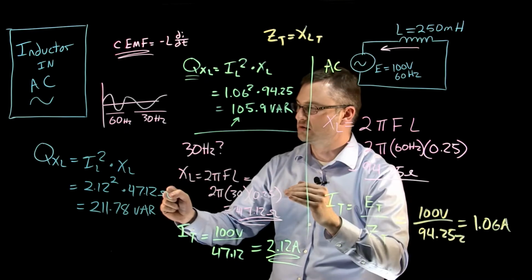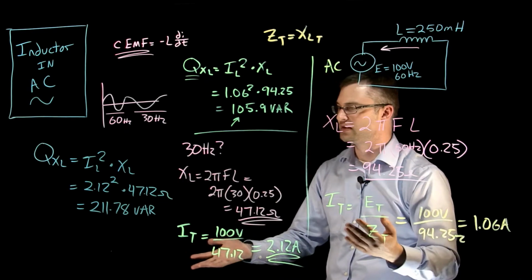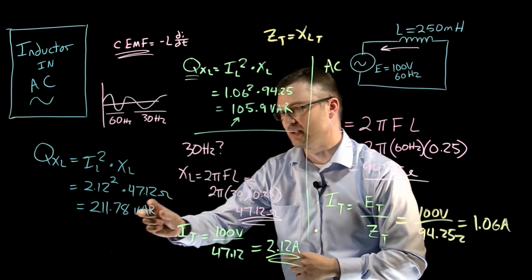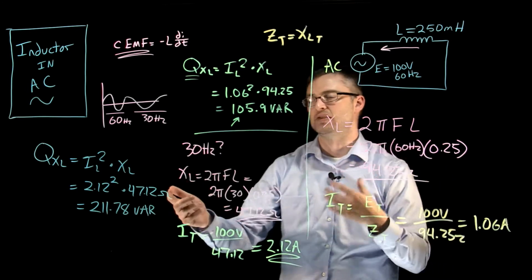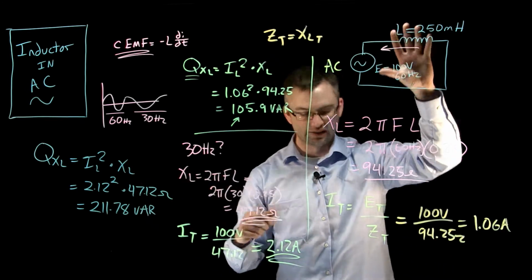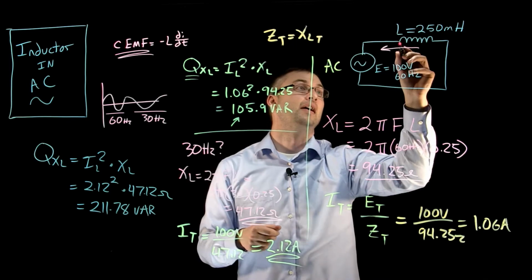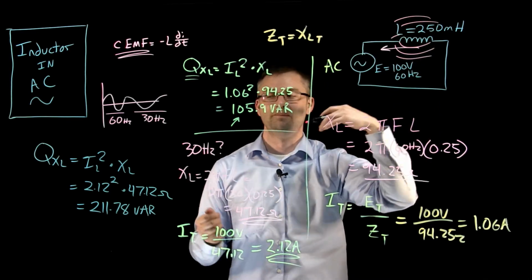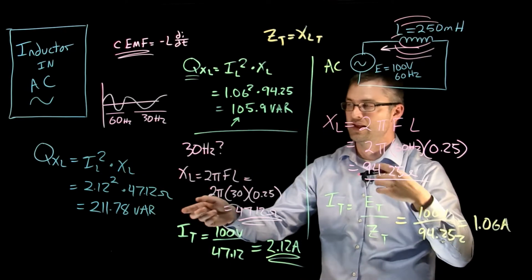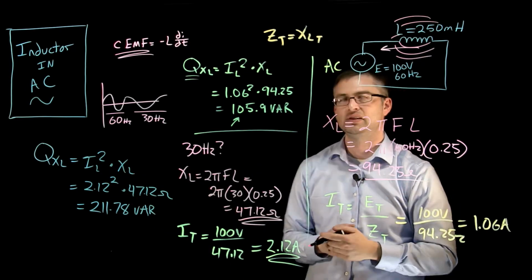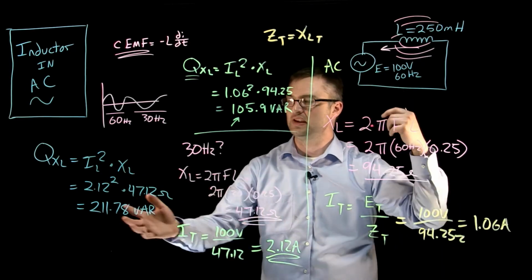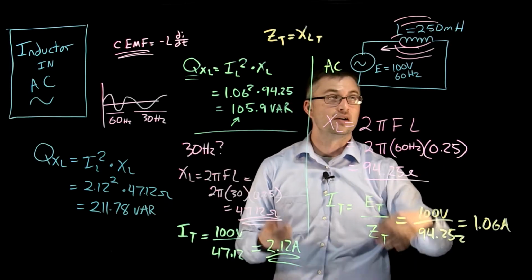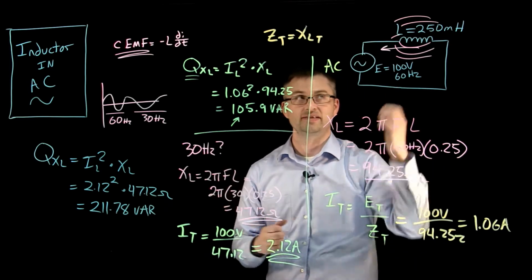And when we lowered the frequency and therefore increased the current, our vars went up significantly. And why? Because it's all current driven. The amount of flux being produced by that coil is dictated by the amount of current. So if we can increase the amount of current in that circuit, then we can increase the amount of vars that are being developed by this magnetic field.